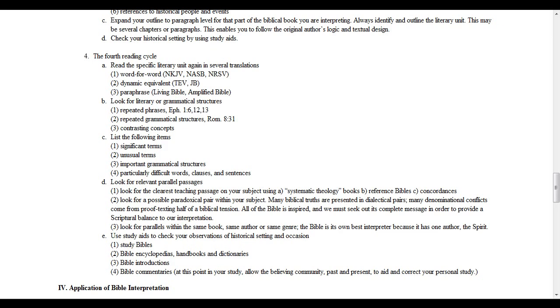Next, you're going to be looking at the literary grammatical structures, the repeated phrases, the repeated grammatical structures. You're going to be looking for significant terms, unusual terms, particularly difficult words, clauses, sentences. And this is the real important thing. You're going to want to look up the relevant parallel passages. Look for the clearest teaching passage on the subject, using a systematic theology, reference, concordance.